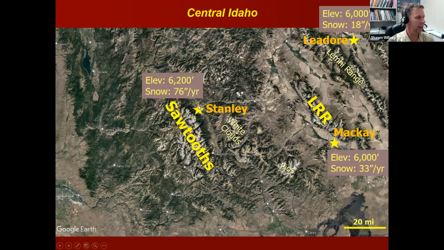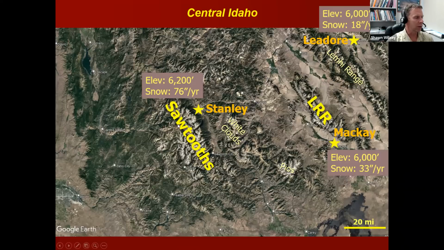So over here in Stanley, at an elevation of about 6,200 feet, that's the elevation of the town more or less, they get on average, in some years more and some years less, about 76 inches of snow. If we move over here to Mackey, similar latitude, similar elevation, we see that the snow drops almost in half, 33 inches per year on average in Mackey, 6,000 feet. If we come over here to Lador, which again has similar latitude and similar elevation, they only get about 18 inches of snow per year.